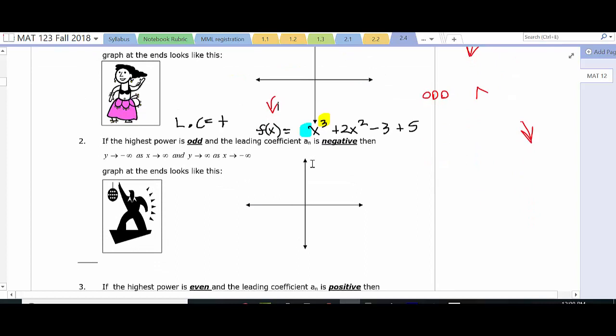The next one is like this. So here's the disco dancer. It's still odd, but now the leading coefficient's negative. Well, it just changes the direction. Anytime it's odd, the polynomial does one of these things.